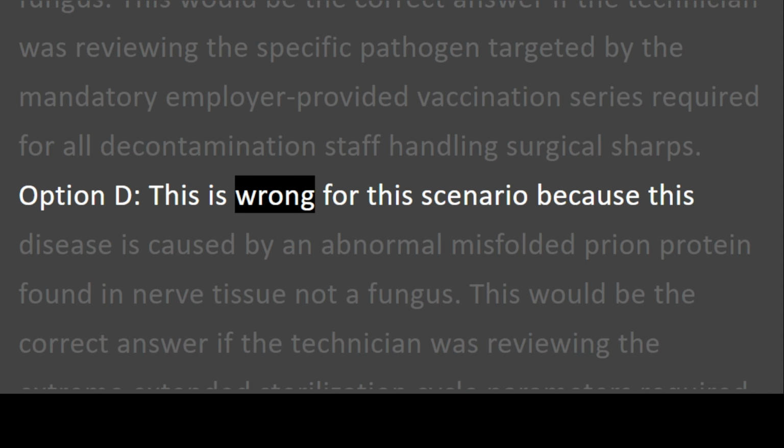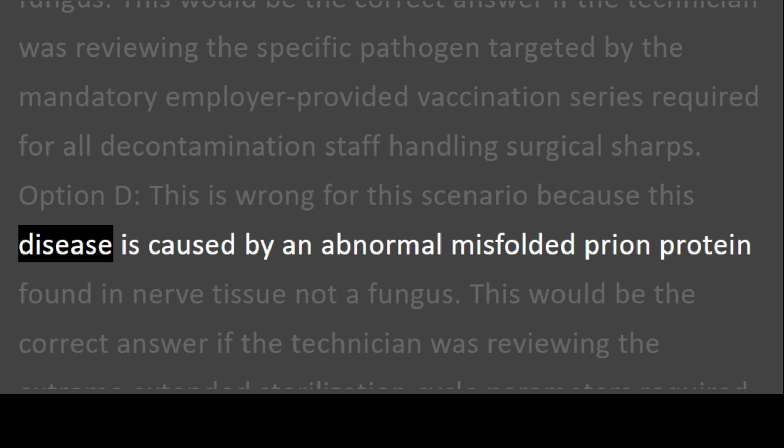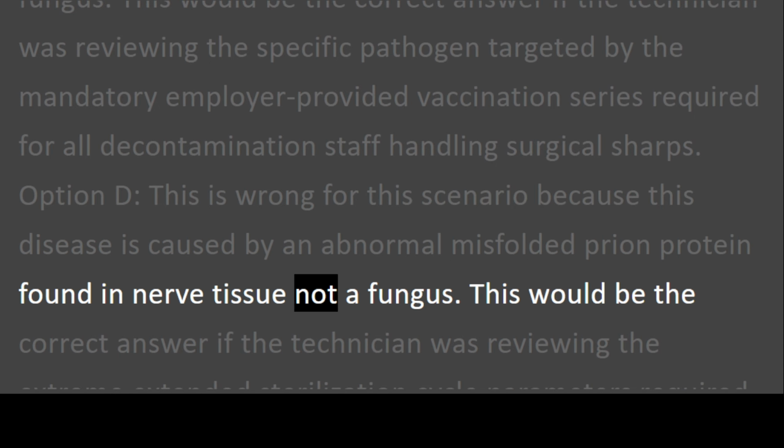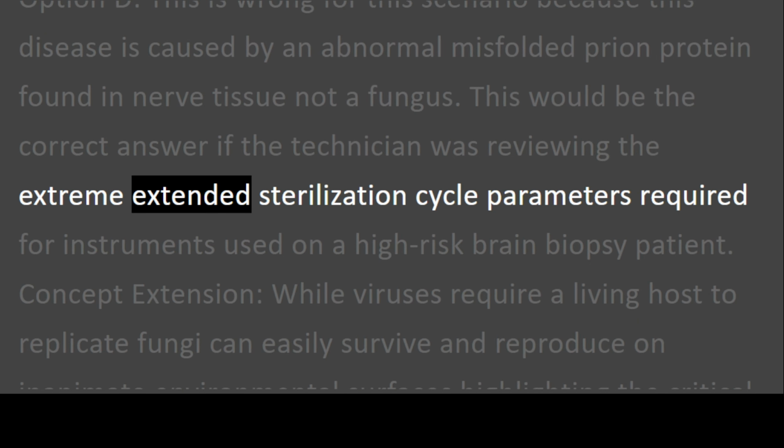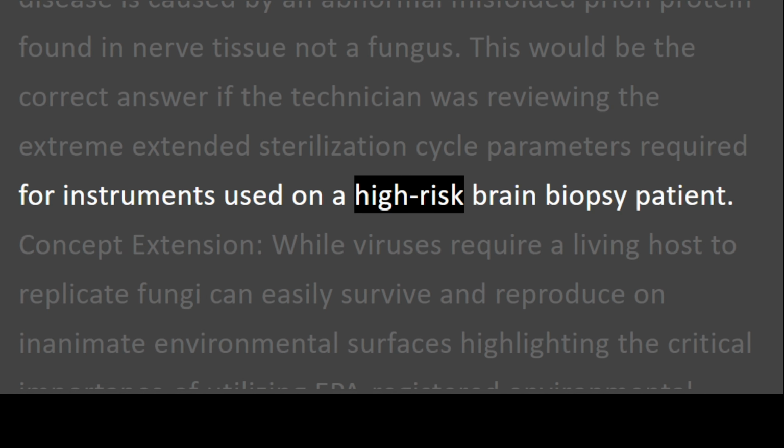Option D. This is wrong for this scenario because this disease is caused by an abnormal misfolded prion protein found in nerve tissue, not a fungus. This would be the correct answer if the technician was reviewing the extreme extended sterilization cycle parameters required for instruments used on a high-risk brain biopsy patient.